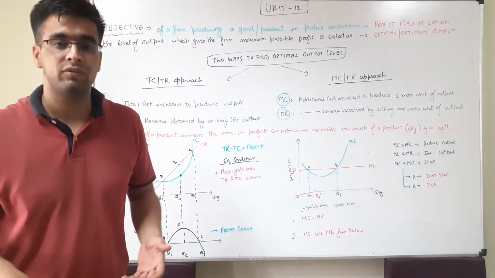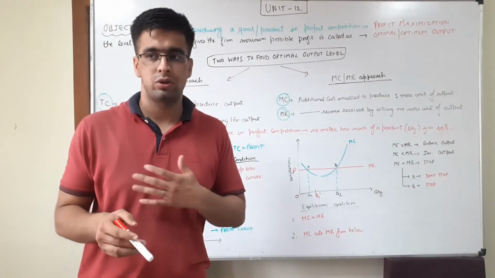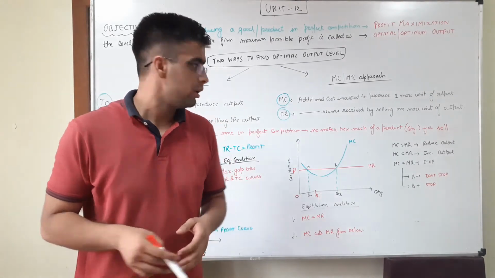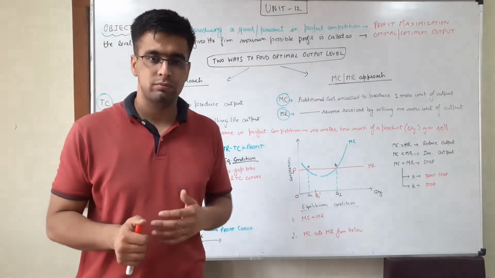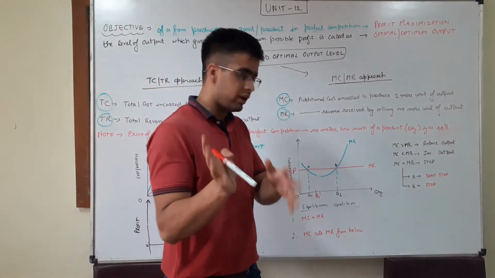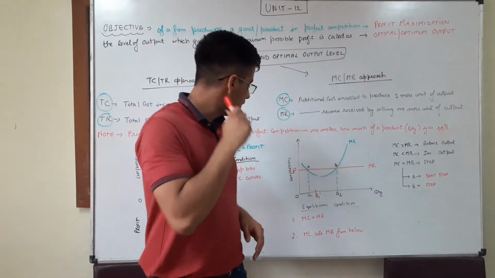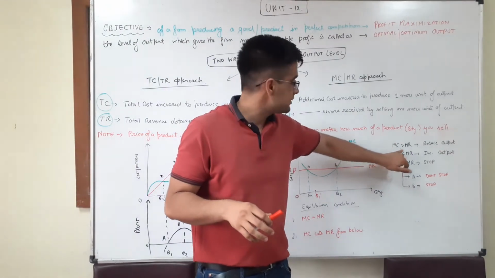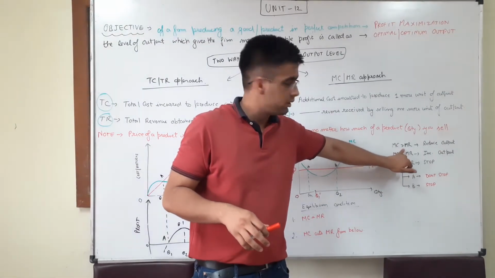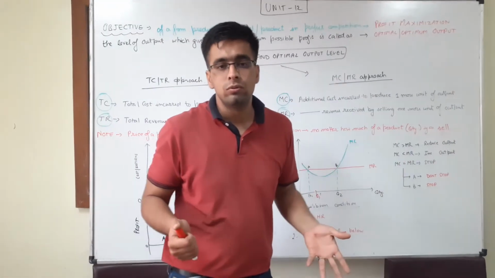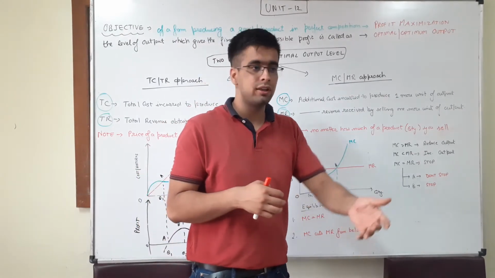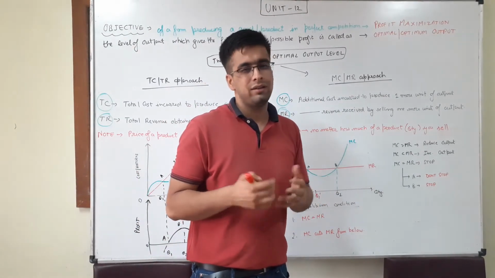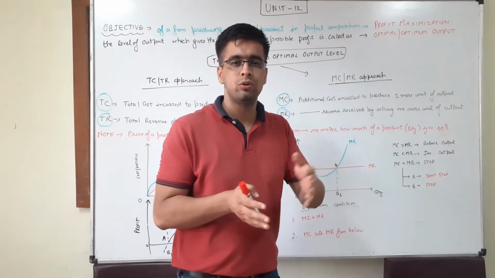How do we know how much output we should produce? Alright, this is simply given by... let's say you'll answer it by yourself. Just tell me, when the additional cost is greater than additional revenue, what should you do? When you're spending more than you're getting, I think at that point you should reduce your output.